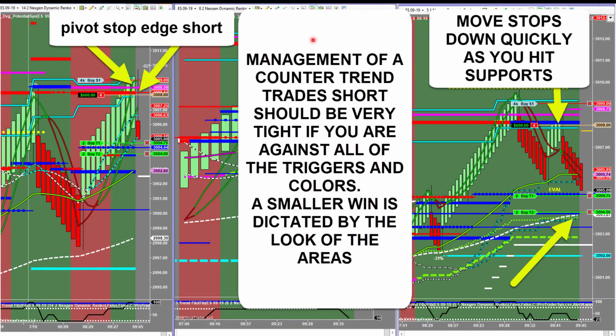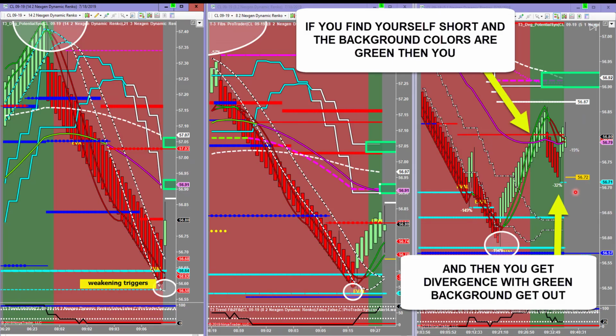So again, if you're in a counter trend or an edge trade from the edge and you're against the triggers and the colors, take the quicker money. It usually works out best. So make sure you get your first target and then you get your stops down very quickly because usually this will hold and it'll go back up again. So whenever you're doing counter trend trades, the background is green, green, and green. Take the money. Easy enough?